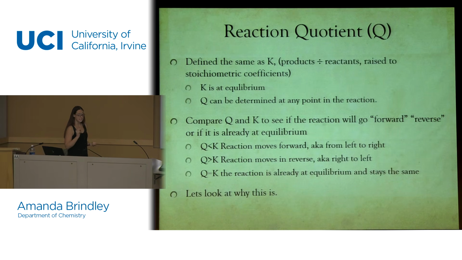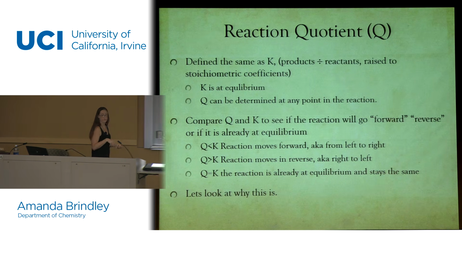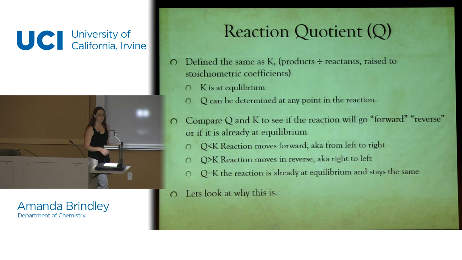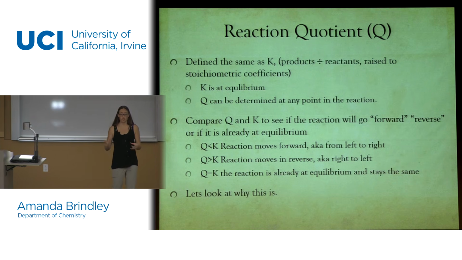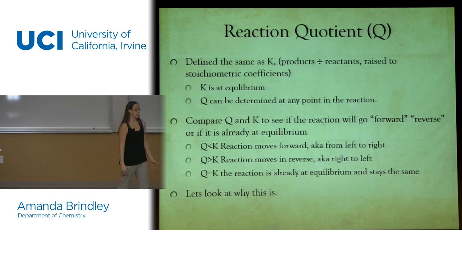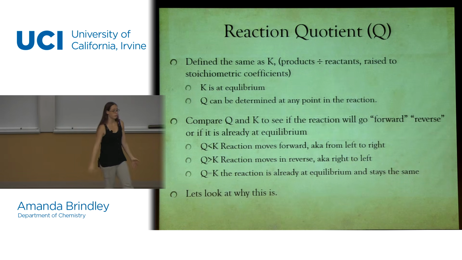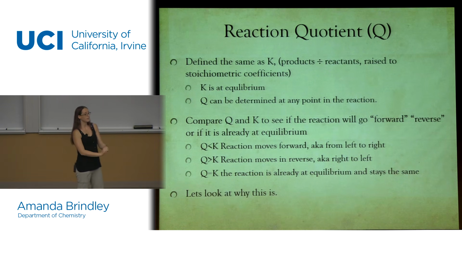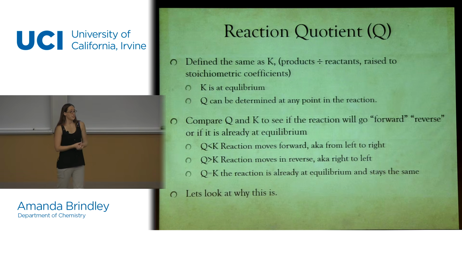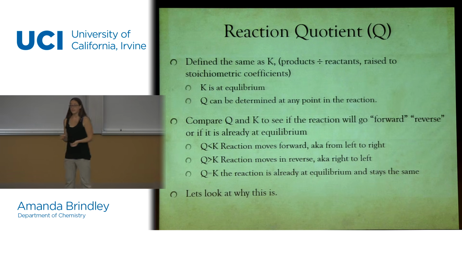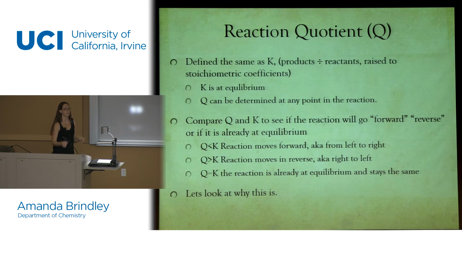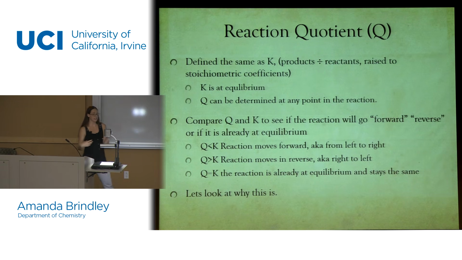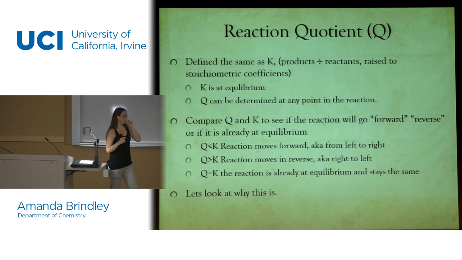It's defined the same way as K. It's products over reactants raised to the stoichiometric coefficients. So the equation for it looks identical. If we have A plus B goes to C, it's C over A times B. That doesn't change. The difference is the fact that K is only at equilibrium. It's a constant, it's a value for a given reaction at equilibrium.